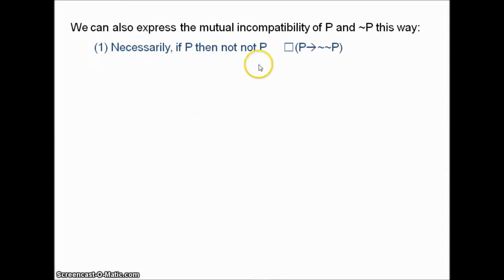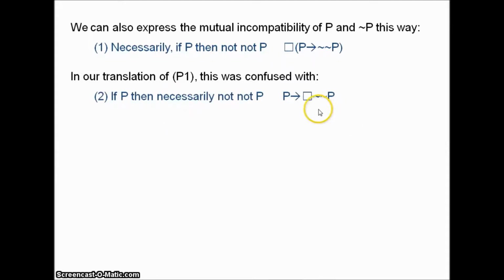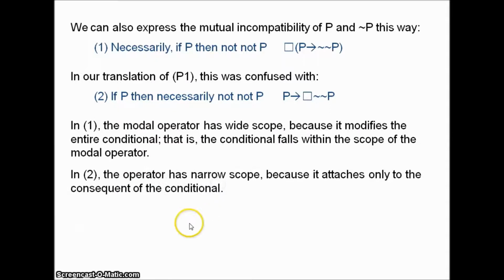Necessarily, if P, then not P. And this should not be confused with if P, then necessarily not P. Okay? You see, in 1, we say that the modal operator, necessarily, has wide scope because the operator ranges over the entire conditional. That is, the conditional falls within the scope of the modal operator. In 2, we say the operator has narrow scope because it attaches only to the consequent of the conditional.